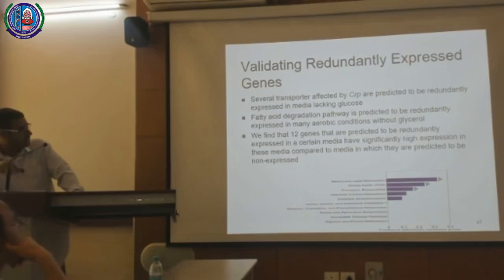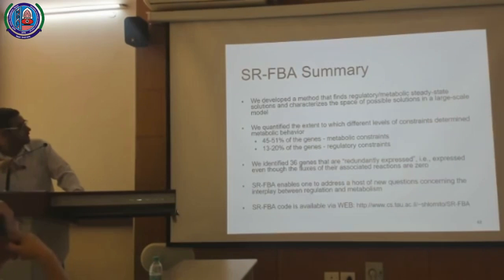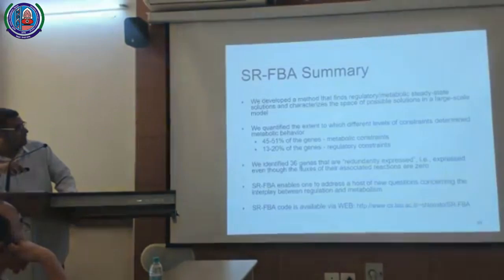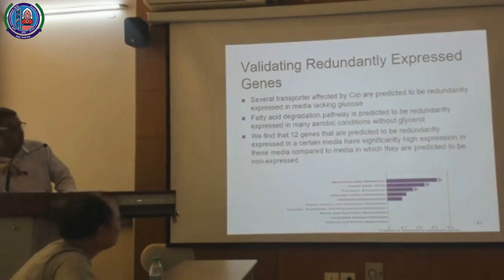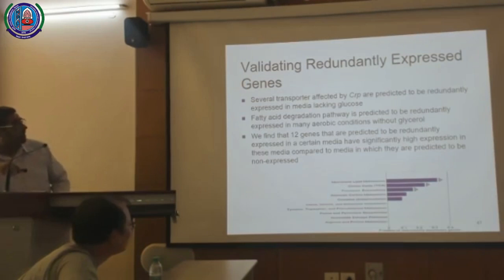Okay, these are a few genes where you can find the validation of expressed genes. You can find, if you see the summary, we can develop the method. We are still working on that. Also, we can identify 36. So these genes are already identified. Some genes controlling the biofuel we can do.